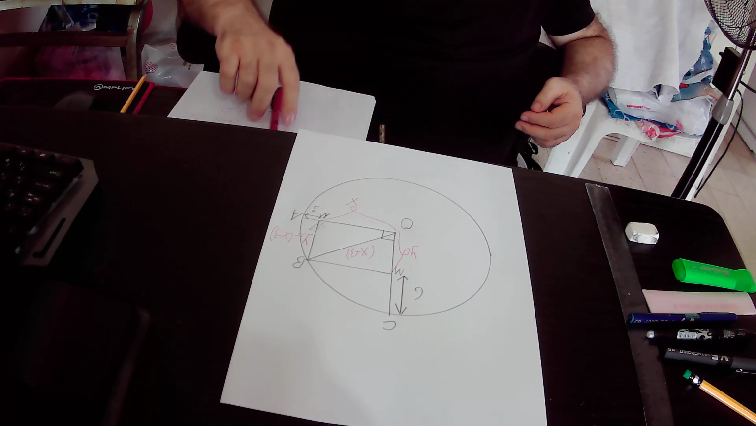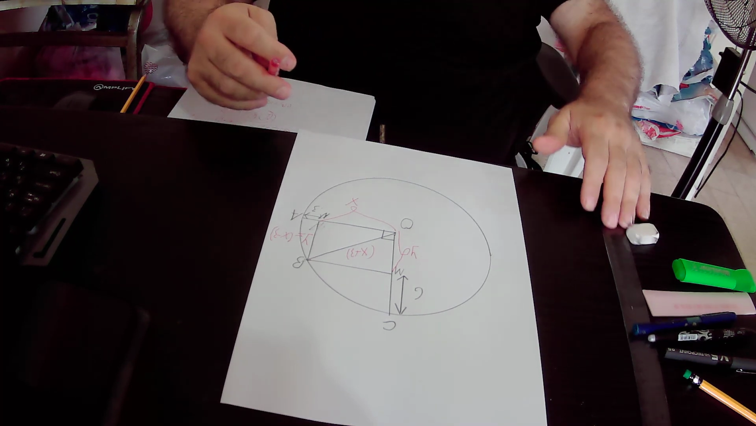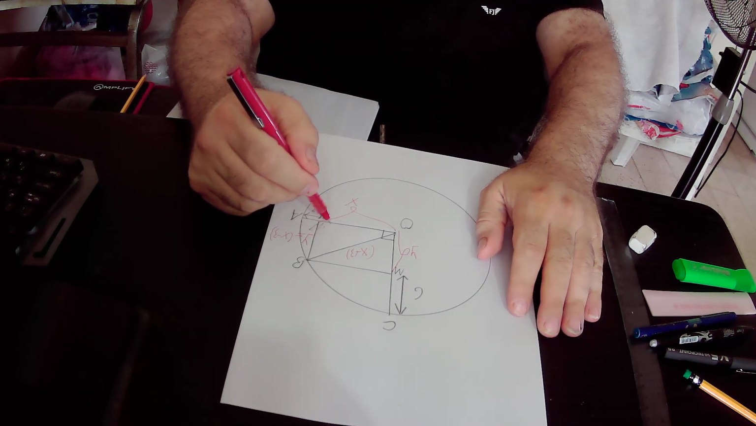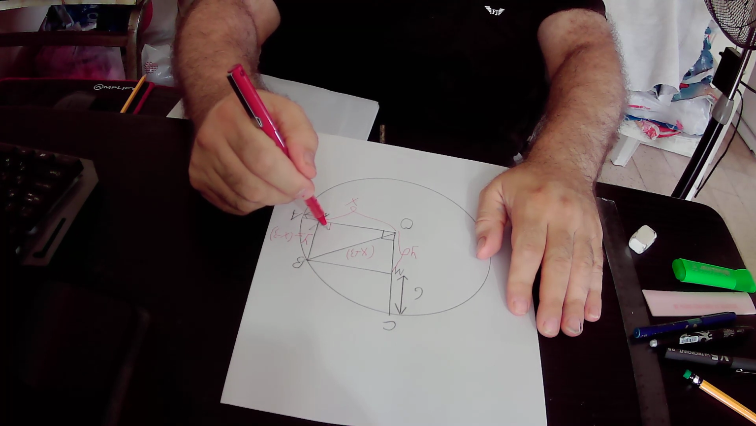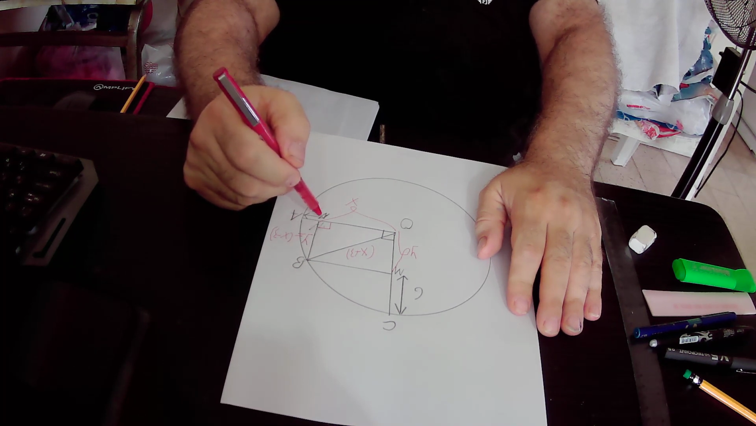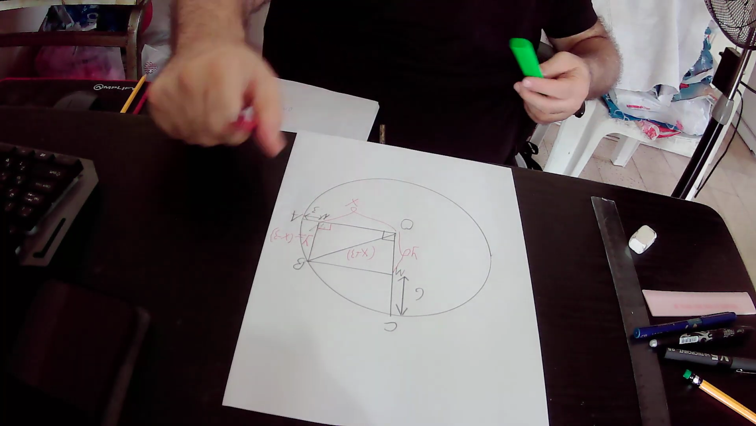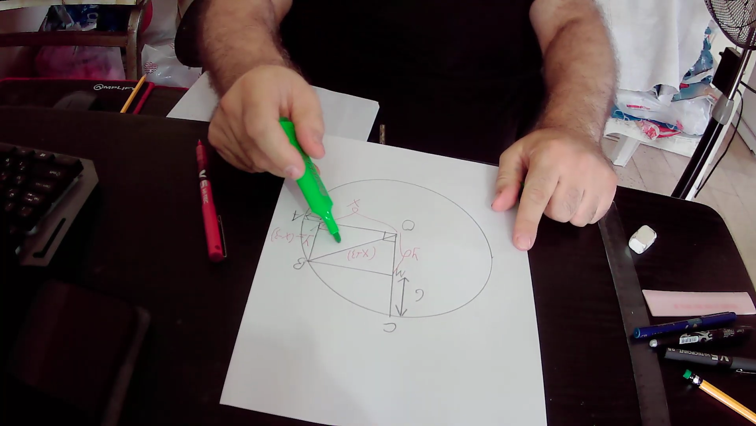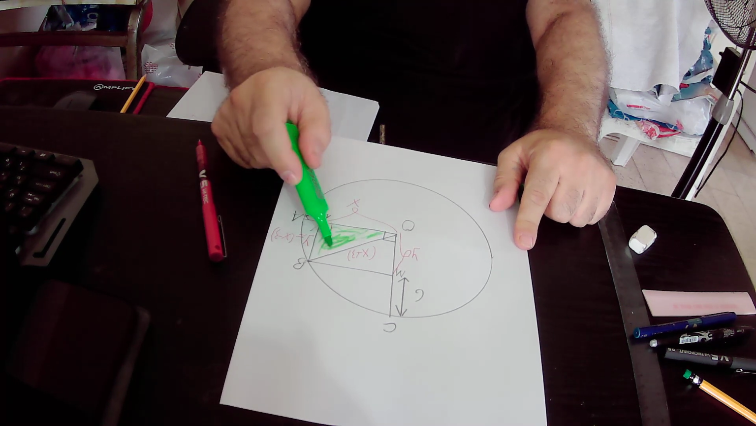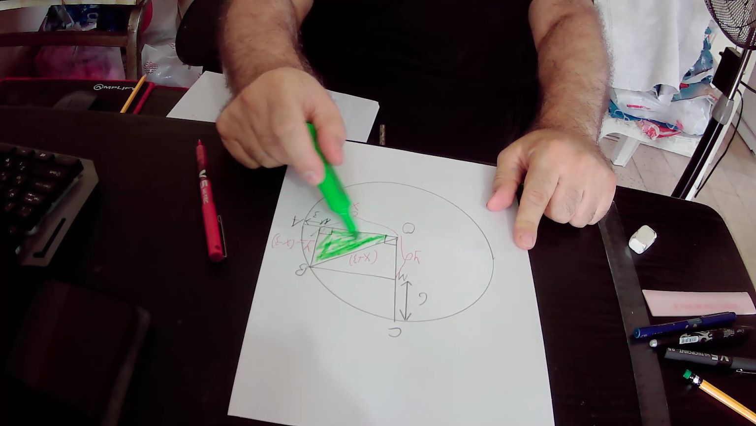As you already know, all the angles in a rectangle are equal to 90 degrees. So this angle, that is the angle inside the rectangle OMBN, will also be equal to 90 degrees. So actually the triangle OBN is a right triangle. Okay?